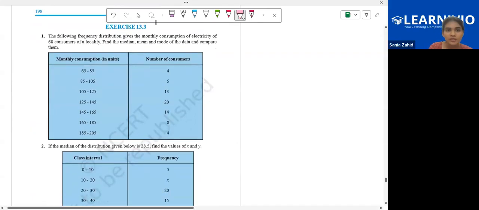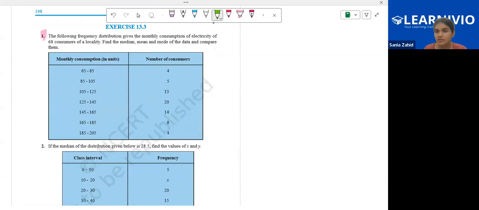Now we have this question. The following frequency distribution gives the monthly consumption of electricity of 68 consumers in a locality. Find the median, mean, and mode of the data and compare them. So right now you can just find the median and tell me the answer. After the class, you can find the mean and mode on your own, since we've discussed them already.